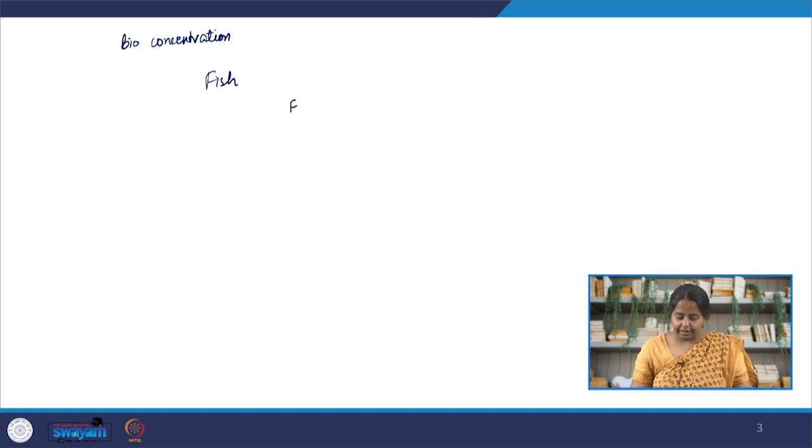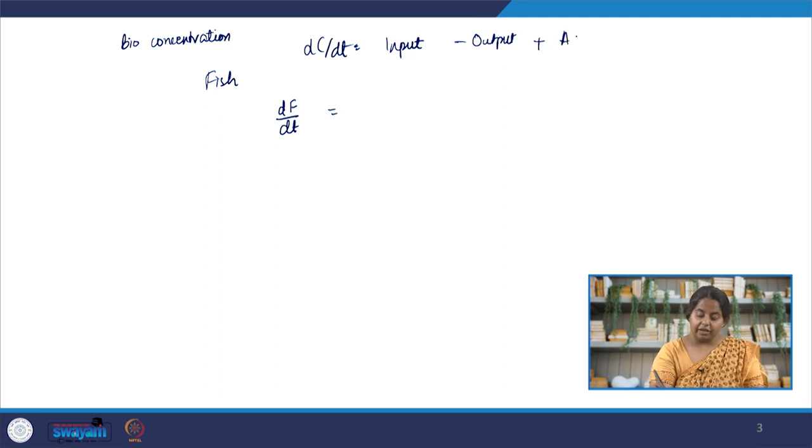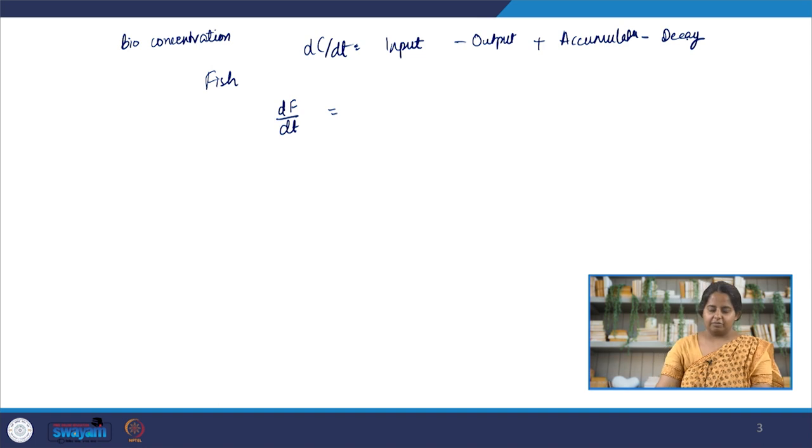So let's say the rate at which F, the concentration of contaminant in the fish body, is changing with time is given by dF/dt. So it's the rate at which the contaminant is changing in the body. Now this will be equal to, remember, we are still doing the mass balance, right? dF/dt, rate of change of concentration, is equal to input, how much is coming in, minus output, how much is leaving the system, plus accumulation, minus decay. So we are still using this mass balance or material balance system that we did earlier.